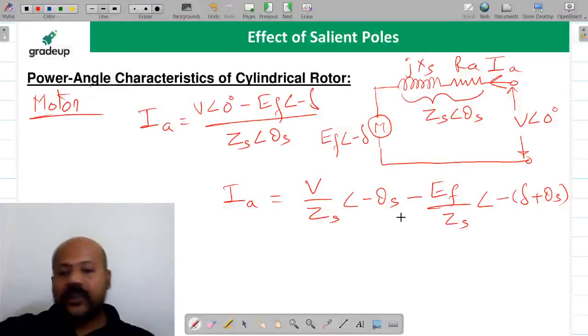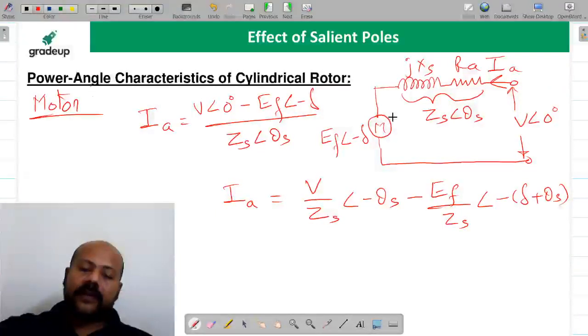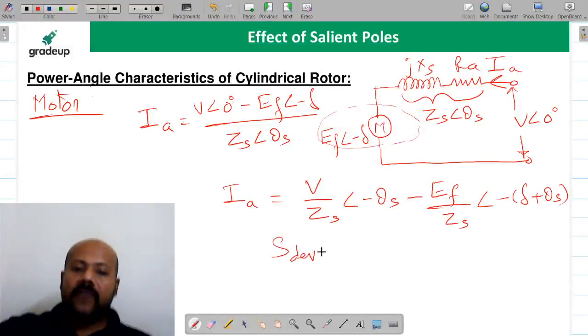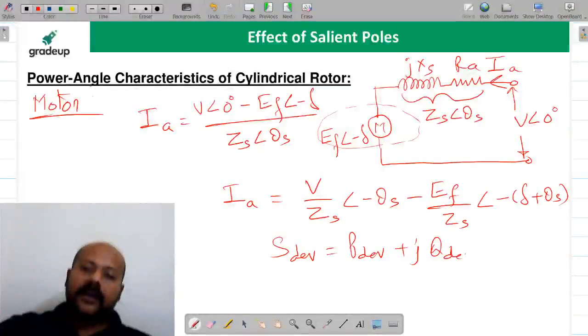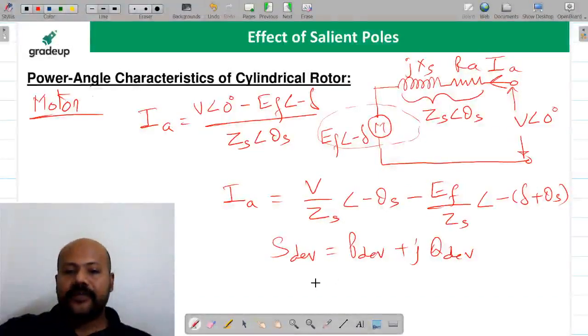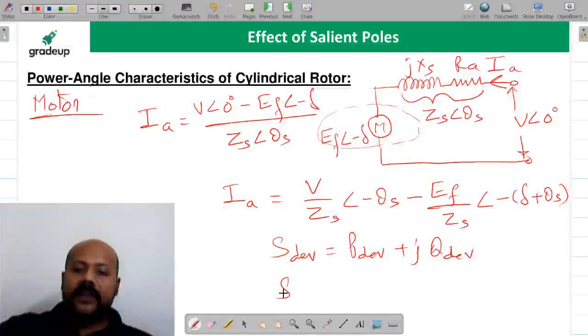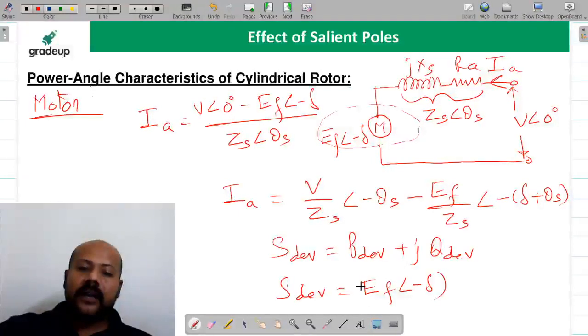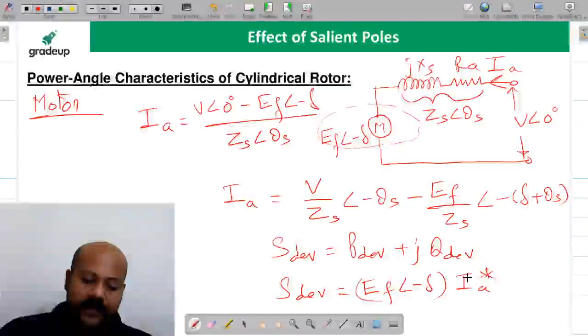Now if I ask you, what is the developed power? So developed power is going to be here across the machine. So you are going to write the developed power as real developed power plus reactive developed power. Yes or no? Now this developed power, beta, you can write as EF angle minus del, and what is the current? The current complex conjugate. This is how we are going to write the current.